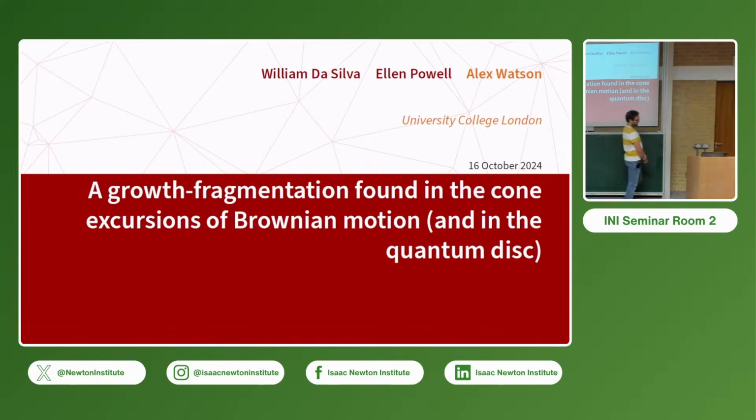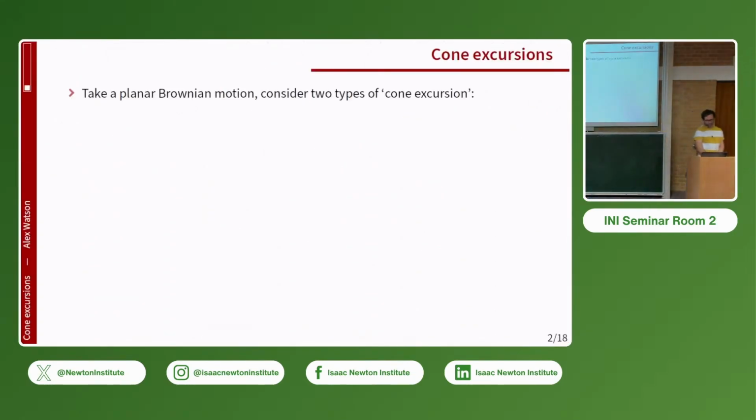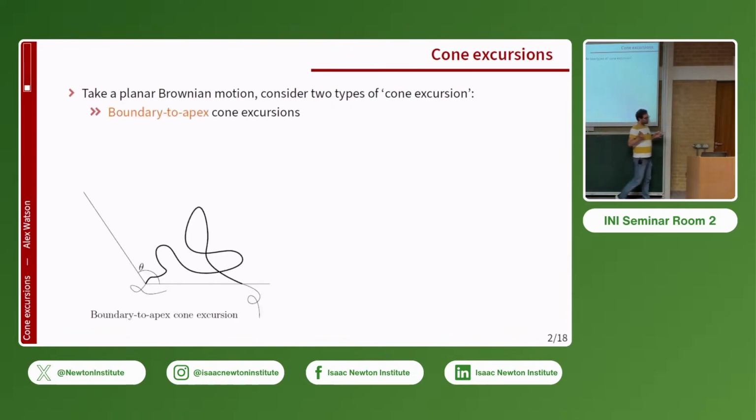Okay, so let me start then by explaining this idea of cone excursions. So we're dealing with a planar Brownian motion, so Brownian motion in R2, and there are going to be two types of cone excursions that are going to be important. The first one, and these are not standard terminologies, I've kind of invented them for the talk, I call the boundary to apex cone excursion.